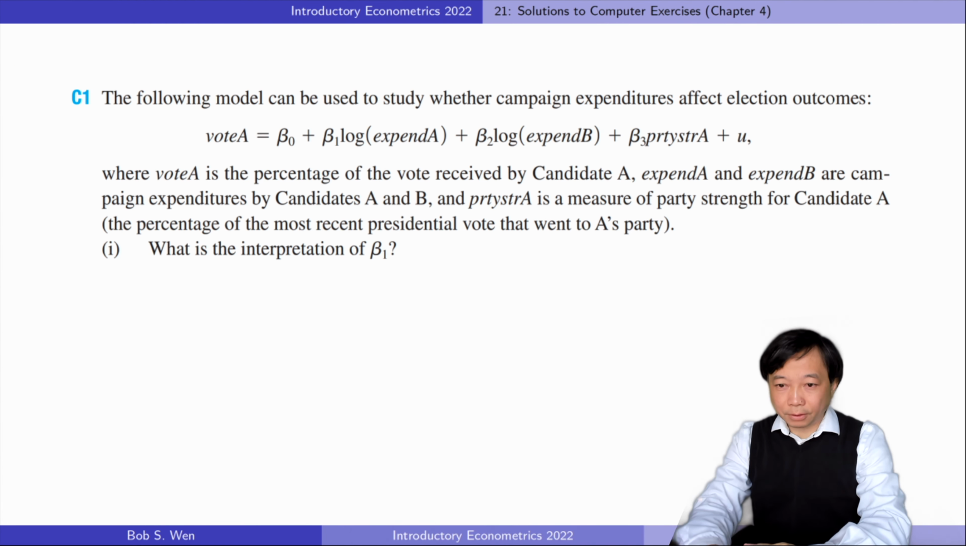Let's do the first exercise. The model is used to study whether campaign expenditures affect election outcomes. For the first question, we notice that it is a level-log model. The outcome variable's unit is percentage points.